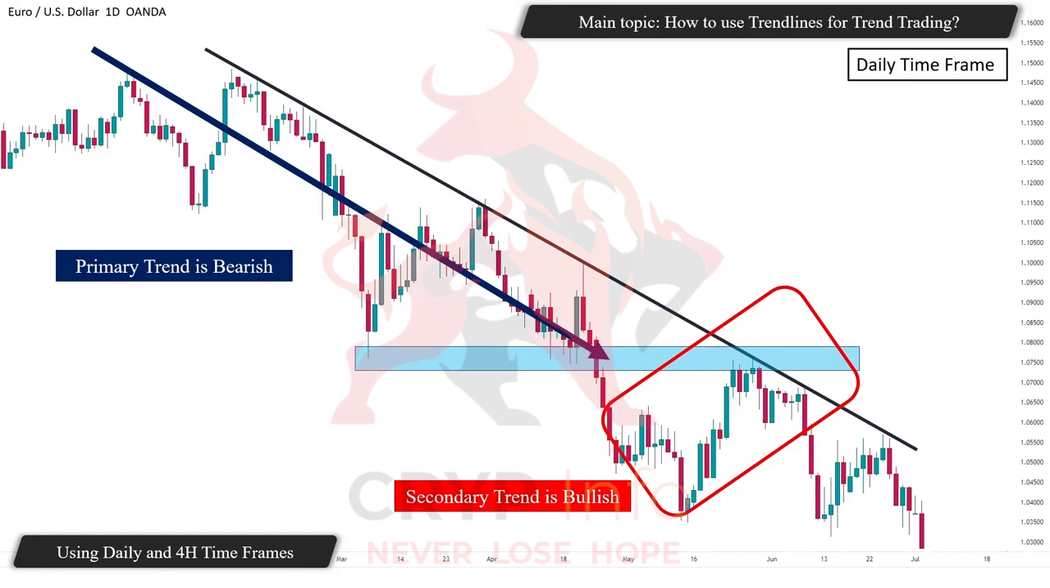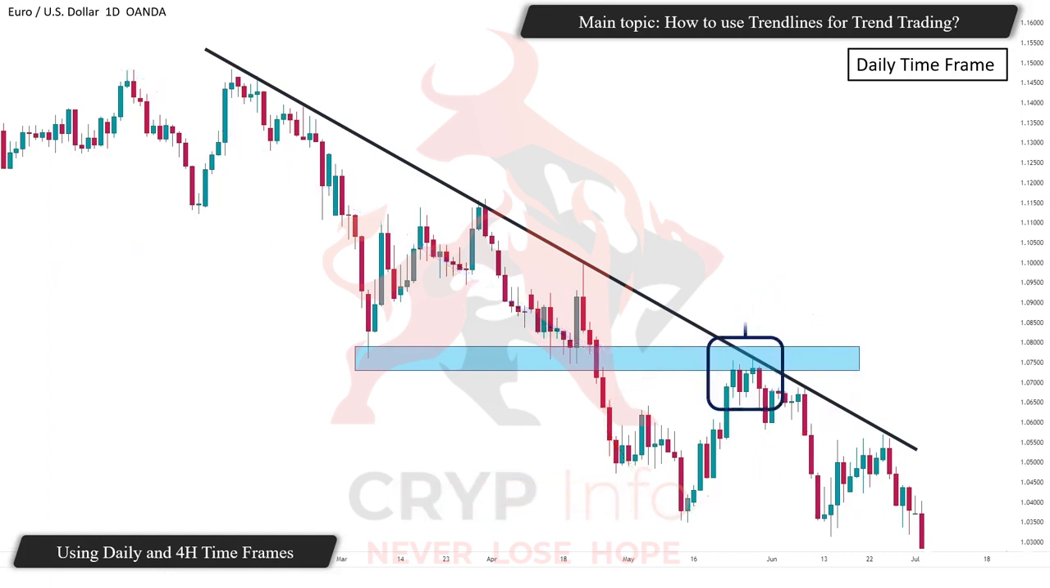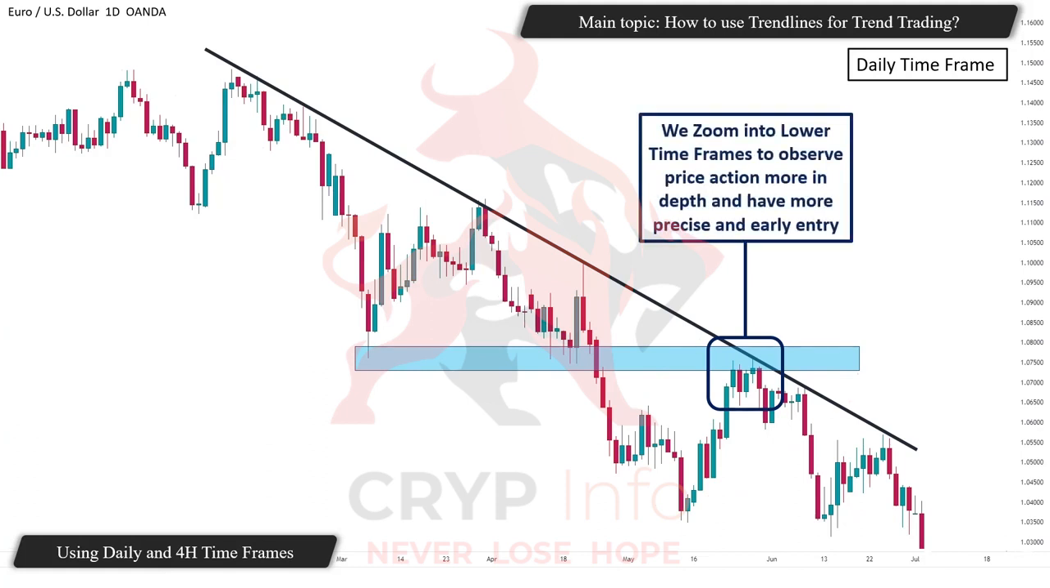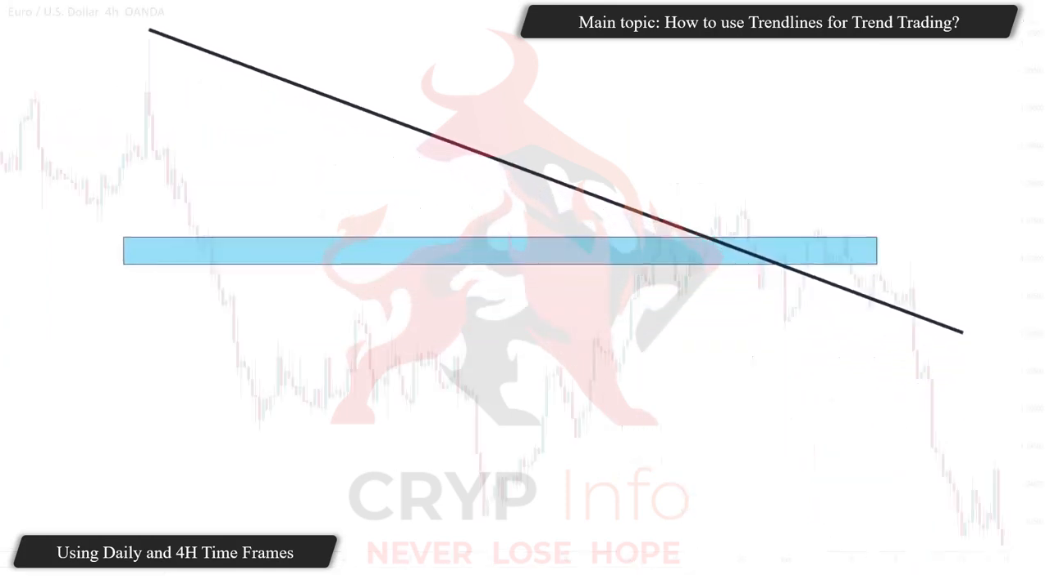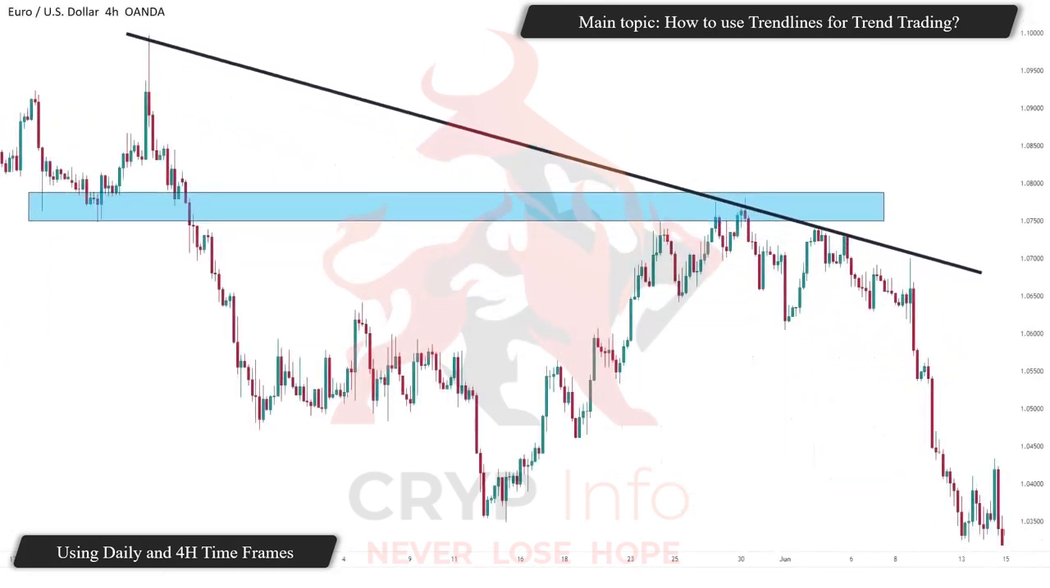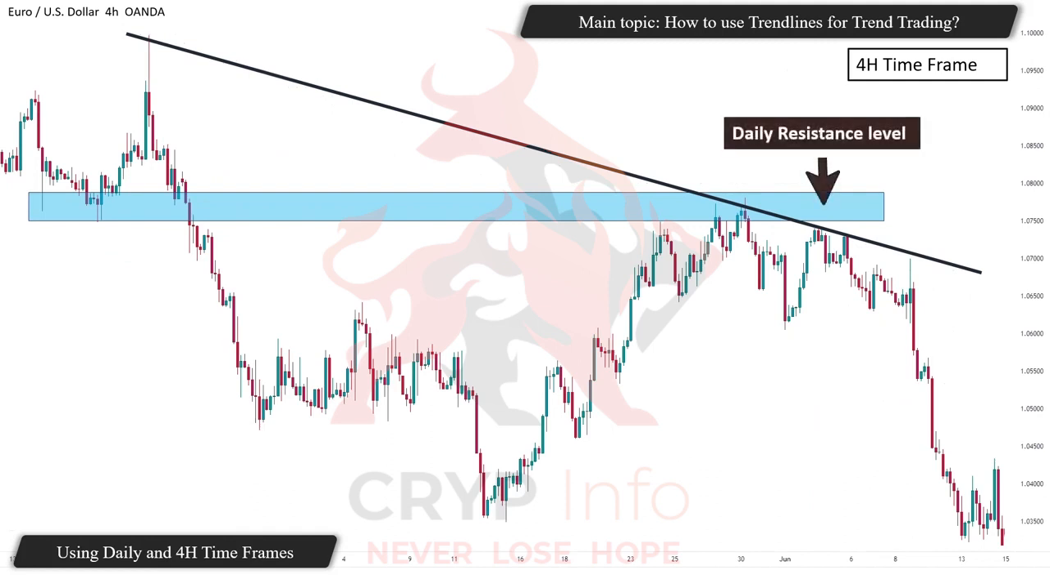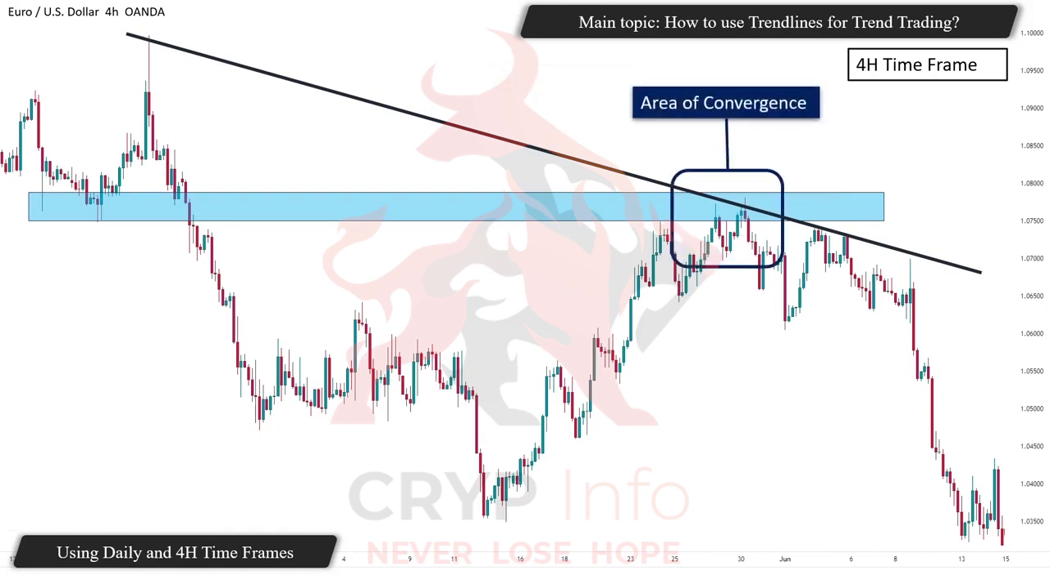So in this case, we zoom into lower time frames to observe price action more in depth and have a more precise and early entry. So here we have the 4-hour time frame. Here we have the same resistance level from the daily time frame. Here is the same trend line. On the daily time frame, you couldn't see much detail, but in the 4-hour you can see the swings inside the short-term uptrend and the price action once we get to the area of high convergence.